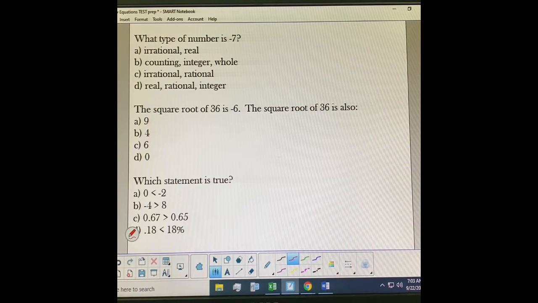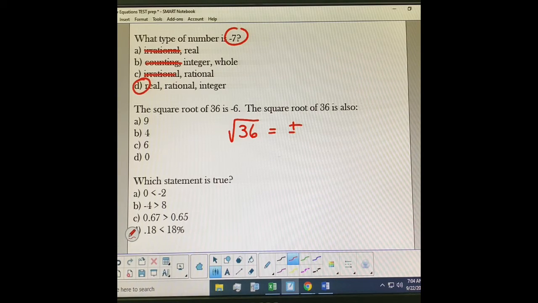Negative 7 is not irrational. It is not a counting number, and it can't be rational and irrational at the same time. The square root of 36 is 6 and negative 6.